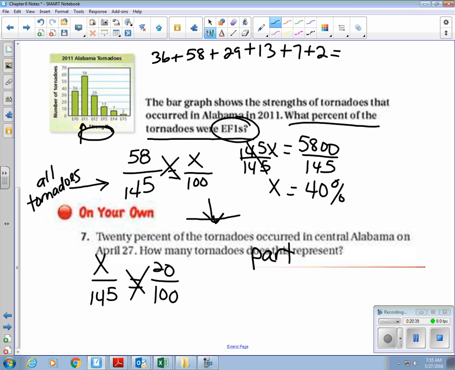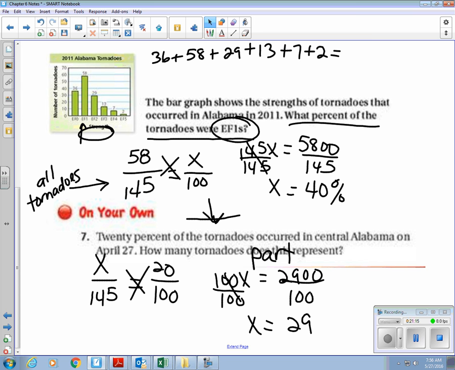Let's cross multiply, and I'm going to get 100x is equal to 20 times 145, and that's equal to 2,900. We'll divide by 100 on both sides so that we can find x, and x is worth 29. So 20% of all tornadoes happened on April 27th, and that 20% was worth 29. So there were 29 tornadoes on April 27th. Again, if you have any questions on this problem, make sure you ask when you come back to class.